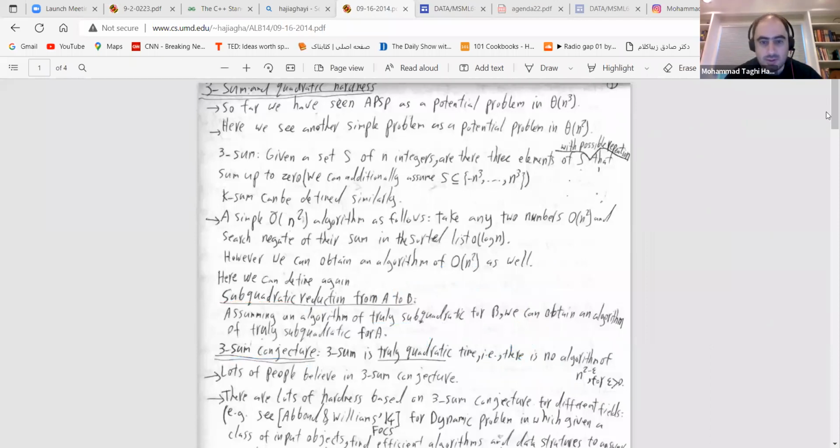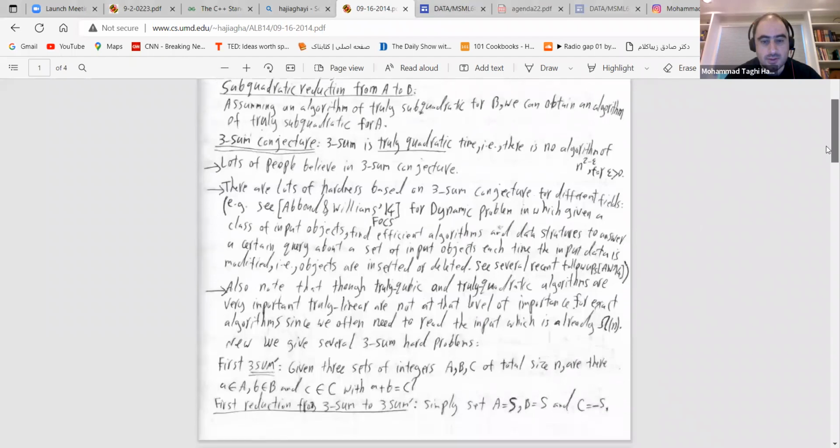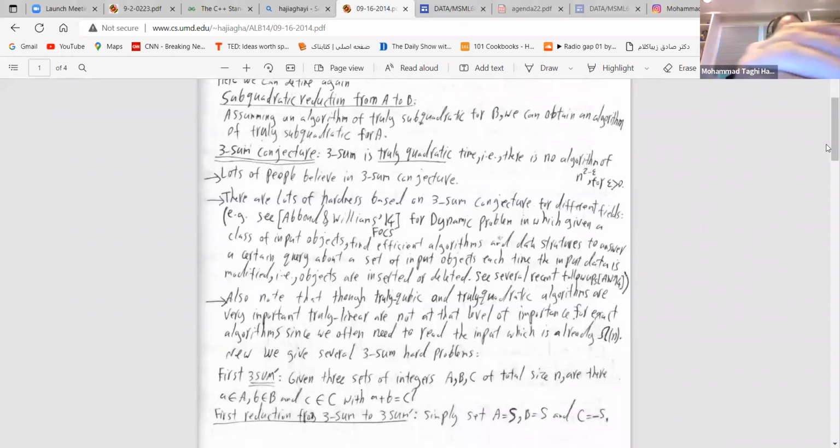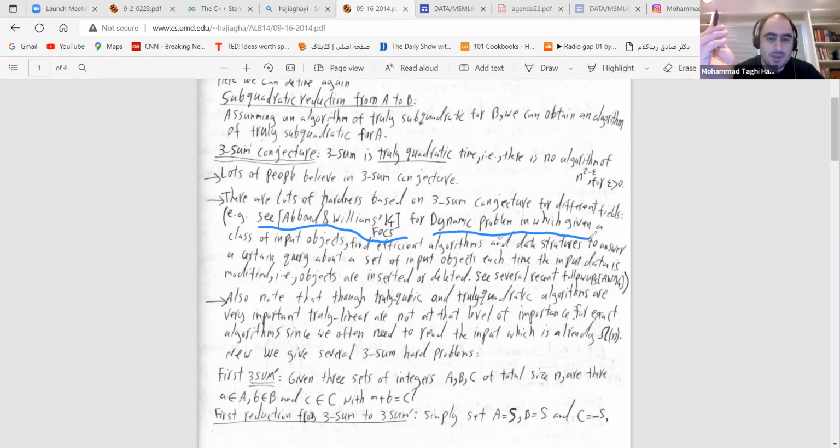So let's go to this one. There are lots of hardness results based on the 3SUM conjecture for different problems. For example, if you see this paper of Abboud and Williams in 2014 in FOCS, they are using this to solve for dynamic problems. So what is a dynamic problem? A dynamic problem, these are again a set of algorithms that we don't have a chance to go through, but these are also an important set of problems.